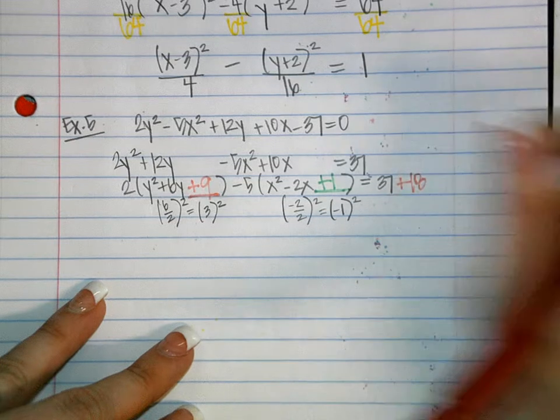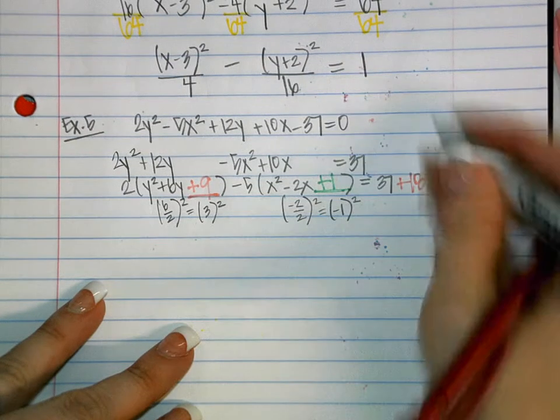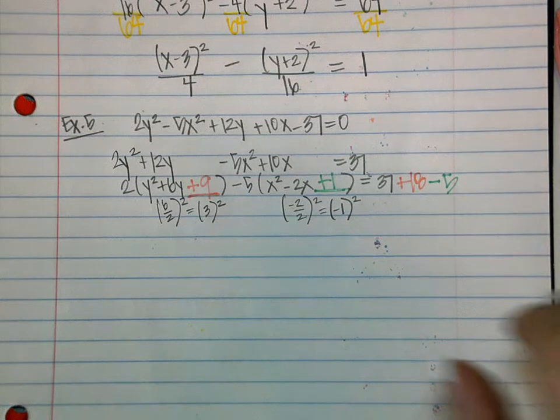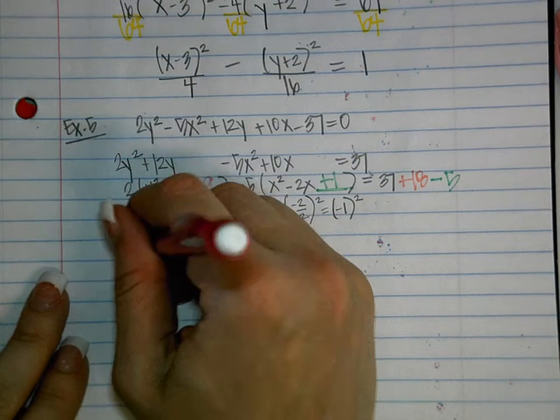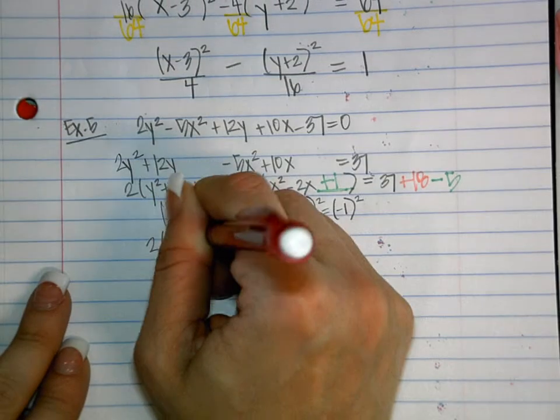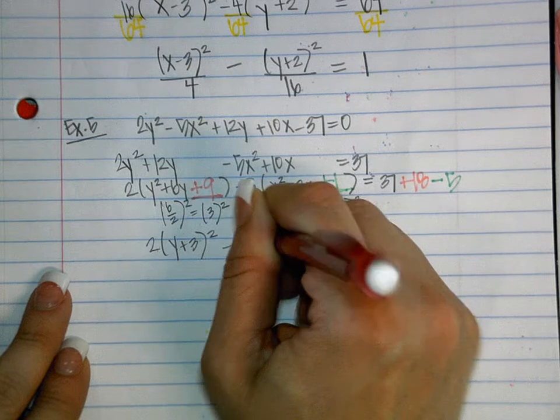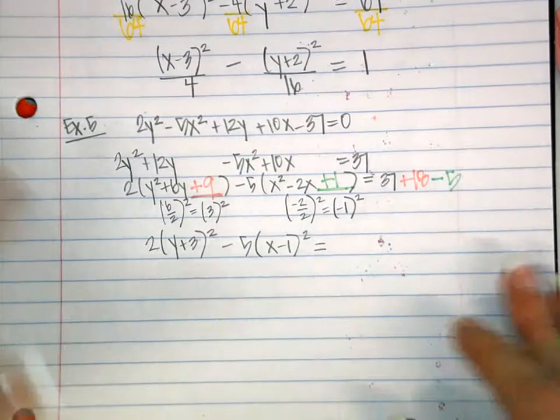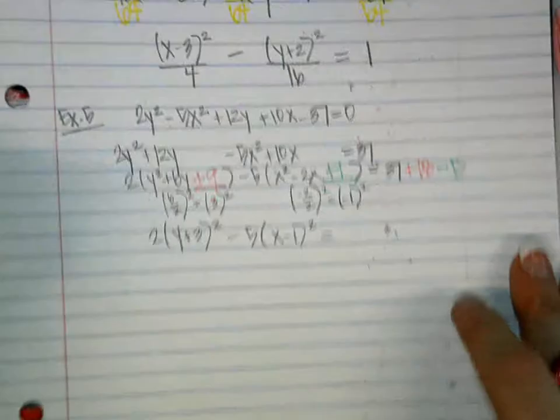Sorry, I should have added 18 here. This one, you add a negative 5. So if you work that out, we're going to get 2 times y plus 3 squared minus 5 times x minus 1 squared equals what? 37 plus 18 minus 5. 50.